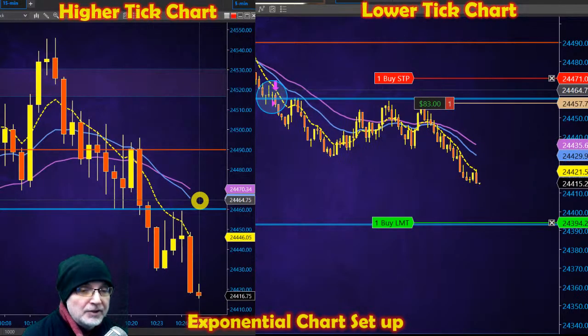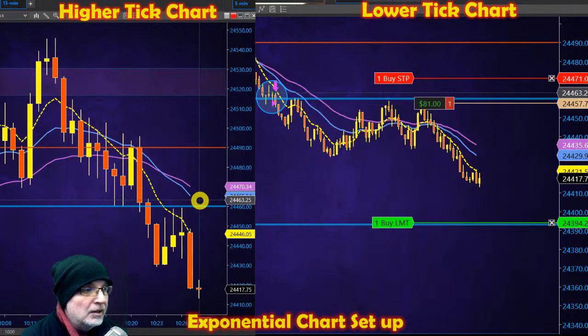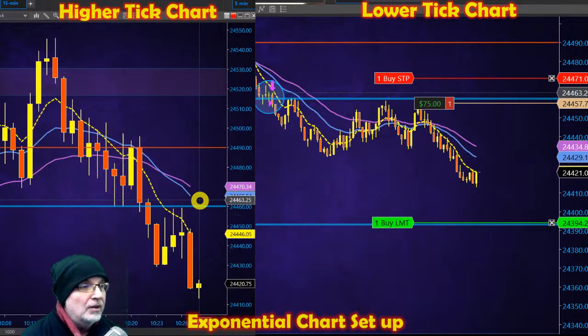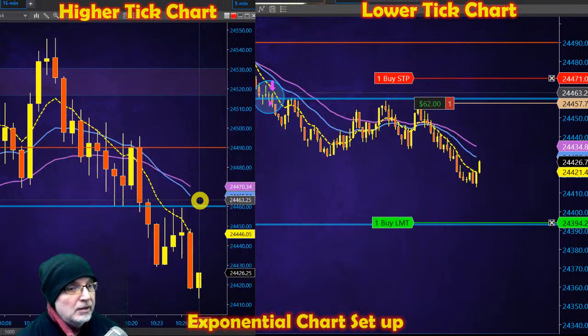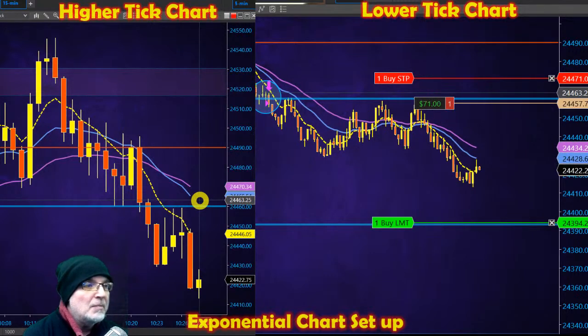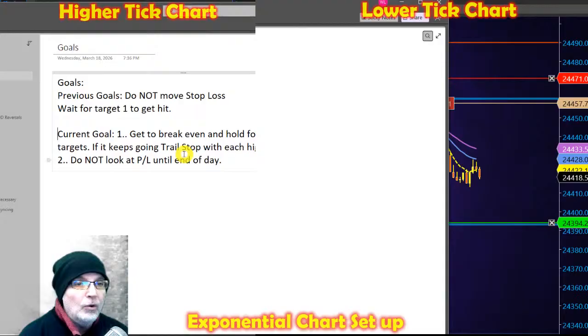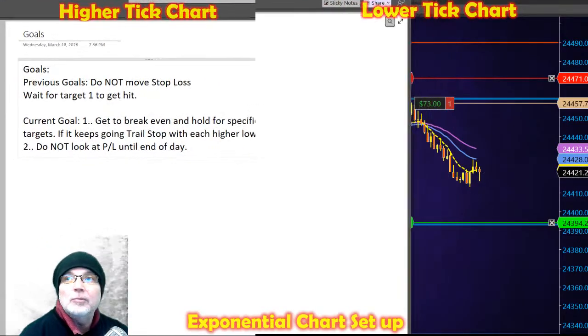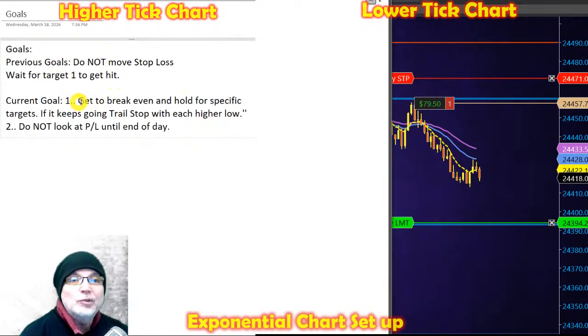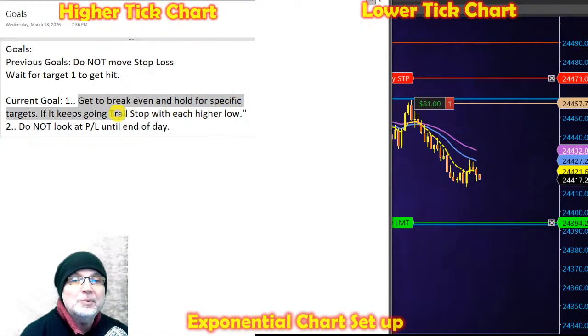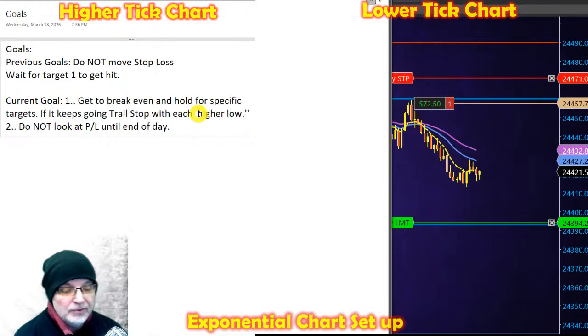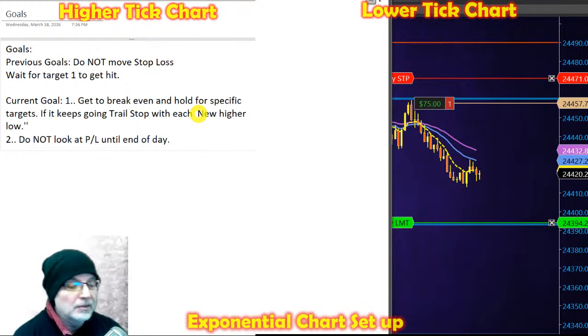At the end of the day, when I go back and review everything that happened, I'm not even looking at my P&L. I don't care. The only thing I'm focused on right now is keeping my target in place and keeping my stop loss in place. I will move my stop loss to break even. That's part of my goal. It's actually written as my goal. It says right here, today's goal: get to break even and hold for specific targets. If it keeps going, trail stop with each new pivot.